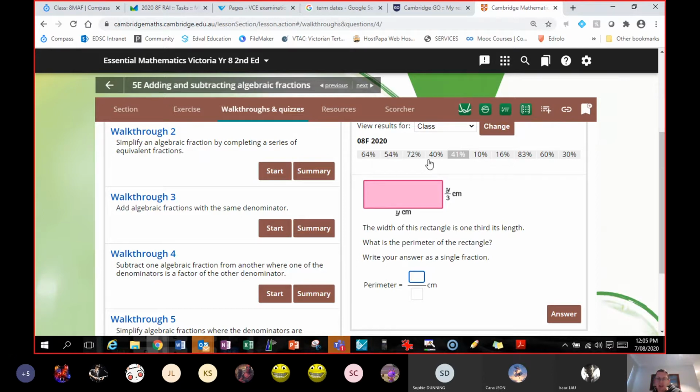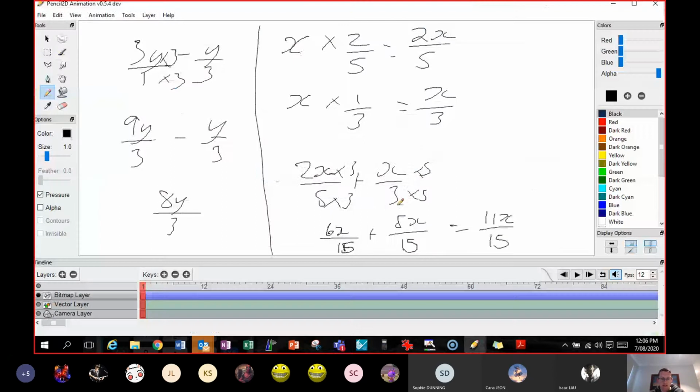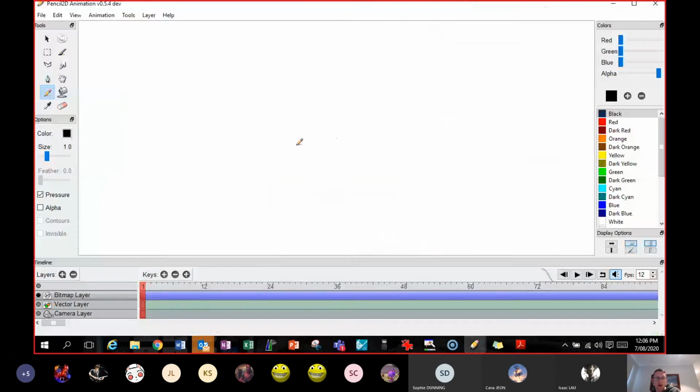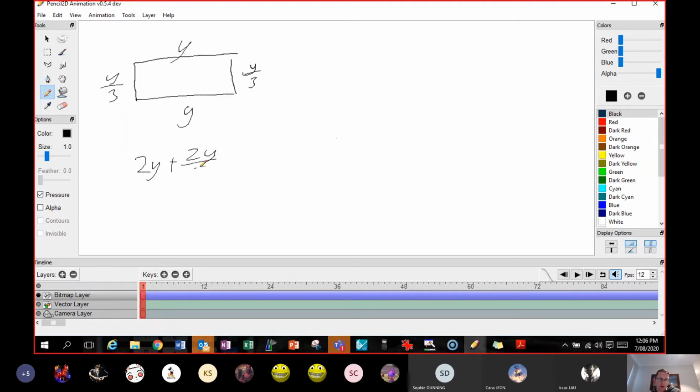Well, the perimeter would be adding up all the sides, all right? So let's look at that. Really, how we can go about doing this is where we use algebra. This is probably more what you guys will do in year 9, but it's more the application of it. So we know that's 1/3, right? So the perimeter would be adding them all up. If you think about it, you could say it's 2y plus 2 lots of 1/3, which would be 2/3 y.